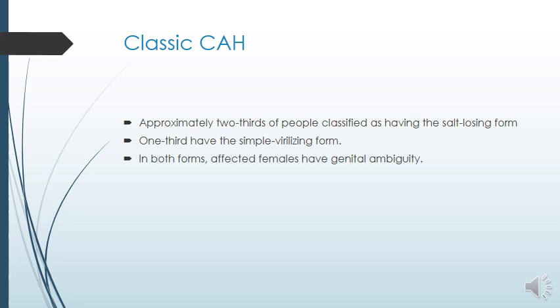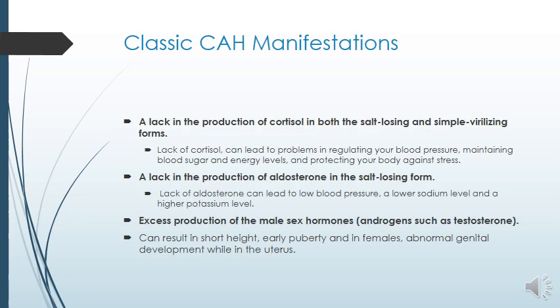Approximately two-thirds of individuals with classic CAH are classified as having the salt-losing form, while one-third have the simple virilizing form. In both forms, affected females have genital ambiguity. A child with the classic CAH may experience a lack in the production of cortisol in both the salt-losing and simple virilizing forms. Most of the problems caused by the classic CAH are related to the lack of cortisol, which plays an important role in regulating your blood pressure, maintaining blood sugar and energy levels, and protecting your body against stress.